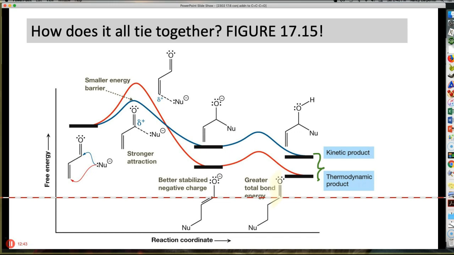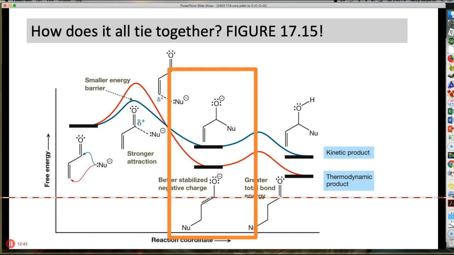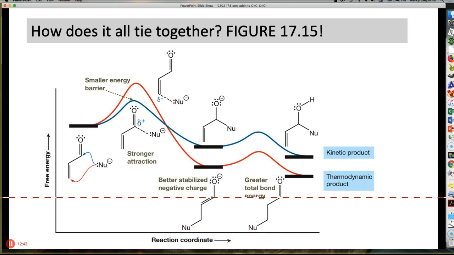And then finally, the other key point, as I said, was that the energy levels of the two intermediates are different. When you look at the 1,4 intermediate, it is more stable because you have a delocalized negative charge, whereas for the 1,2, it's not as stable because it can't be delocalized. Oof, that's a mouthful and a headful.